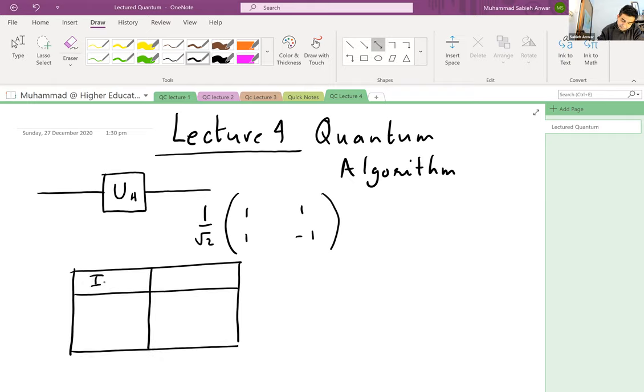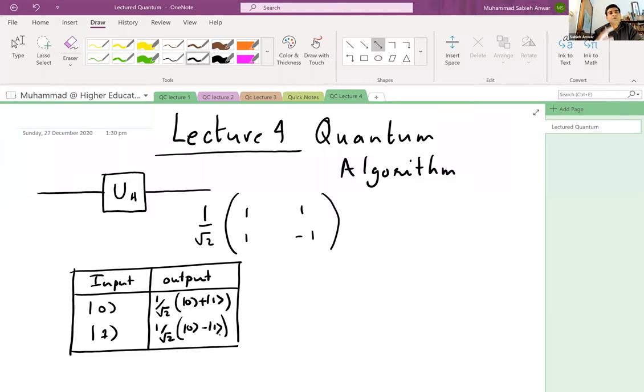I have an input and I have an output. If my input were ket 0, my output would be ket 0 plus ket 1. And if my input were ket 1, my output would be ket 0 minus ket 1. Now we would like to express this as a rotation on the Bloch sphere. We know that every single-qubit quantum operation we can think of is a rotation on the Bloch sphere. So no matter what technology we use for quantum computers, it has to implement single-qubit rotations.